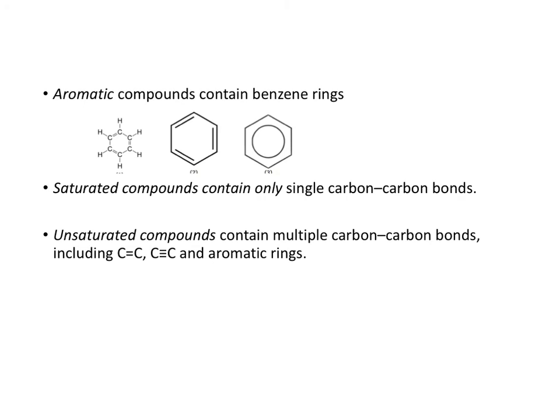Now, aromatic compounds we will look at when we do A2 chemistry. They have benzene rings. Benzene rings are shown as I've shown there, hexagons. You either have alternating single and double bonds, as I put in that example, or you put a circle in the middle, like so. Don't worry too much about those at the moment. We'll look at those more when we come on to benzene chemistry. And then finally, saturated compounds contain only single carbon-carbon bonds, but unsaturated compounds contain multiple carbon-carbon bonds and aromatic rings.